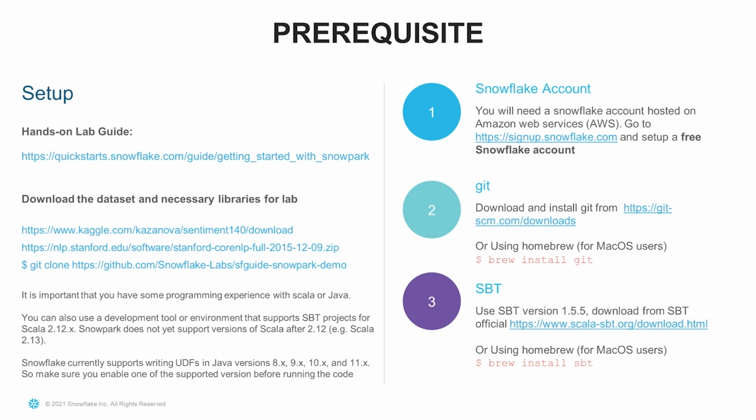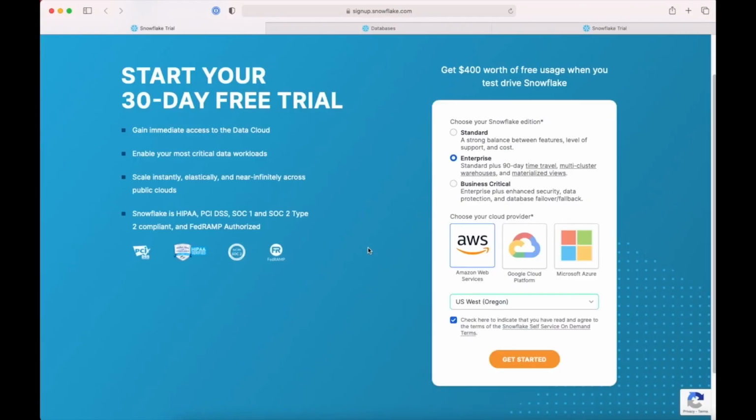Okay, so let's start by creating a basic environment for our lab. First, we're going to create a Snowflake account. In order to do so, you can just go to signup.snowflake.com and you will get to this screen where you can fill in your basic details and click on continue.